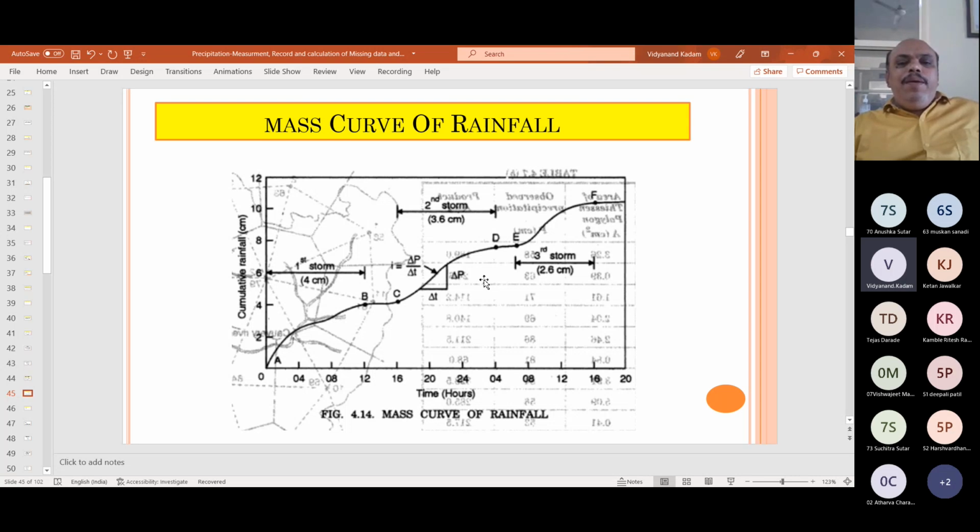So see this graph: A, B, C, D, E, F. See how many points are there.